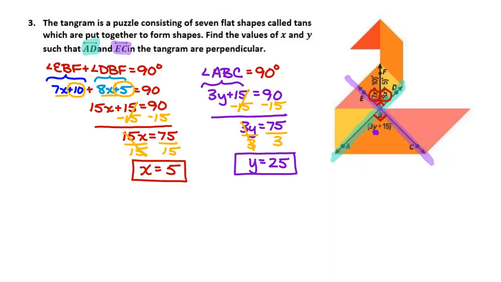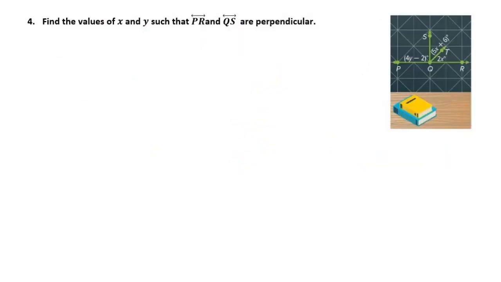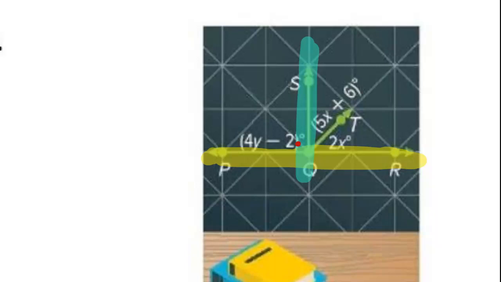Let's go look at the example right underneath this. It's another one dealing with perpendicular lines. We want to find the value of x and y so that these two lines are perpendicular. We have line PR. Here's PR. And we have line QS. Here's line QS. So because they are perpendicular, they are forming right angles.